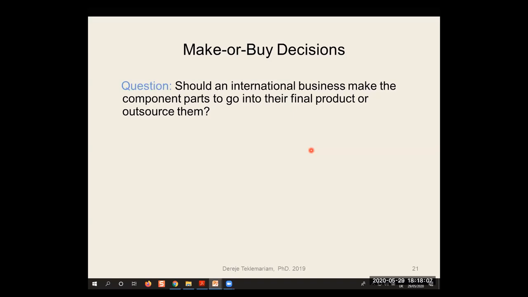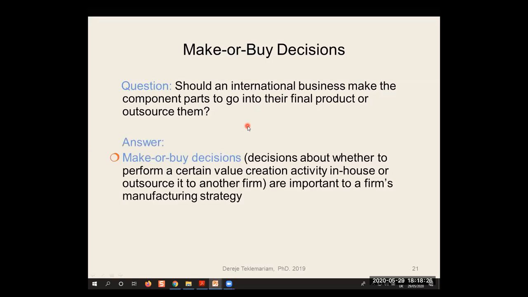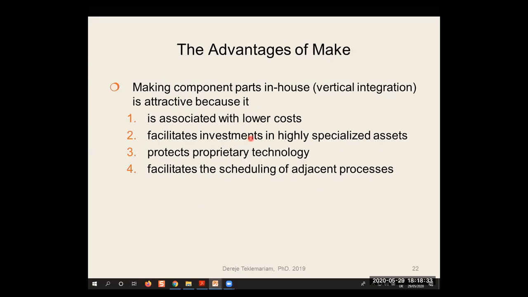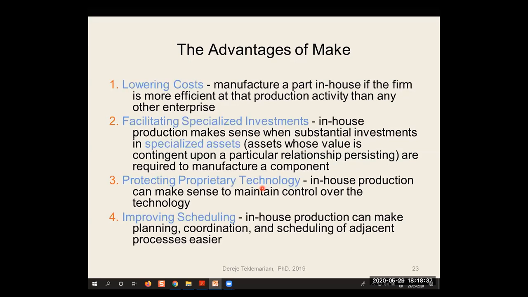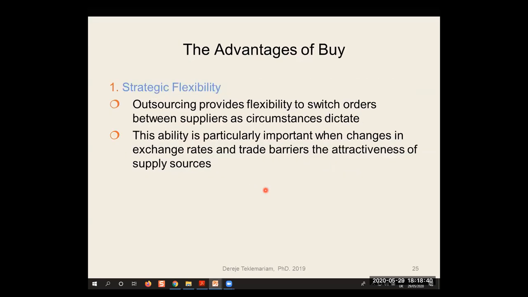It may require one important decision, what we call the make-or-buy decision. Maybe the company may make 60% of the products and the remaining 40% may be purchased. This depends on informed decisions. That decision is what we call the make-or-buy decision. So you can see the advantages of making, the disadvantages of making, the advantages of buying, and the disadvantages of buying.